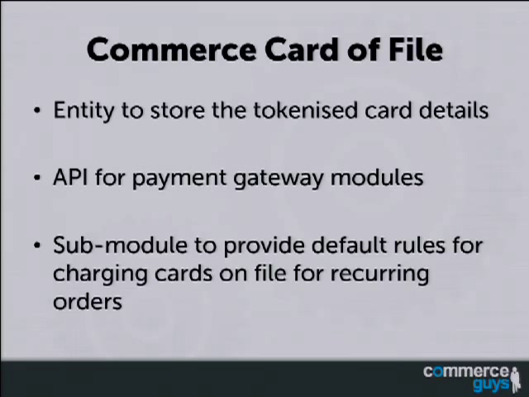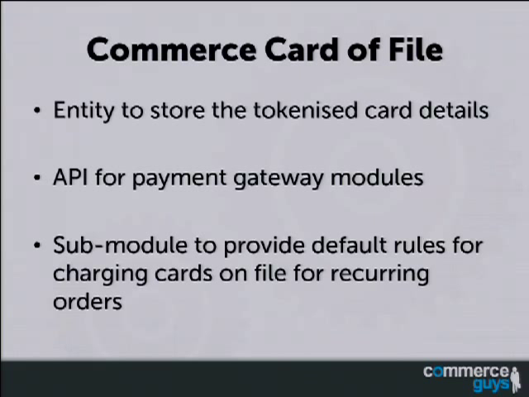It also has a sub-module in the card on file module that provides a set of default rules for working with the recurring module. So I mentioned that the recurring module creates the new order and puts it in a pending state. Card on file has a set of default rules that then loads all the orders that are in that pending state, and it then tries to charge the card. At the moment, we have a default card for a user, so that's the one that it tries to charge. But you could alter those rules.